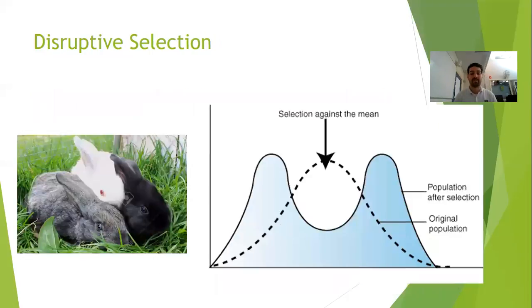And the middle one is disruptive, where we're not actually picking the middle, we're actually picking either end. So for example, if you had black, white and grey rabbits, we're picking the black and the white, but natural selection isn't necessarily picking the one in the middle. We want either black or white, but we don't want the ones right in the middle. And so it's just naturally selecting for traits that are at either end of the norm.